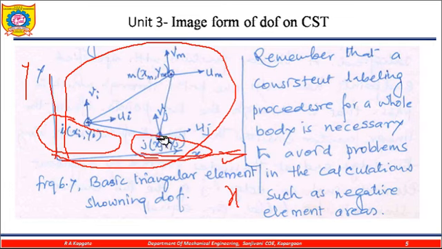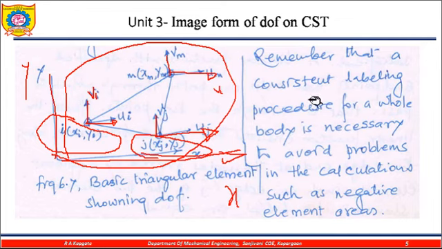Now the displacements. At node I, the displacement along the x-axis is ui, and along the y-axis the displacement is vi. At node J, the displacement along the x-axis is uj, and along the y-axis is vj. Similarly, at node M, along the x-axis the displacement is um, and along the y-axis the displacement is vm.